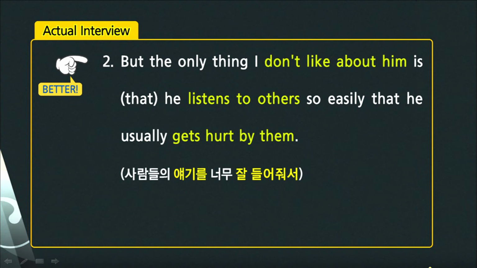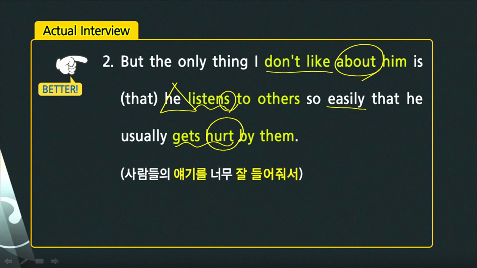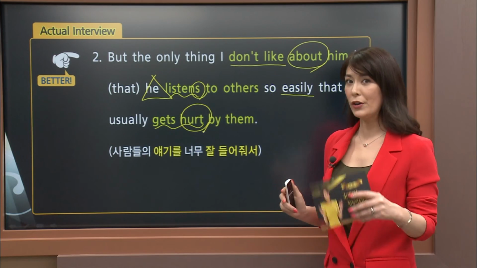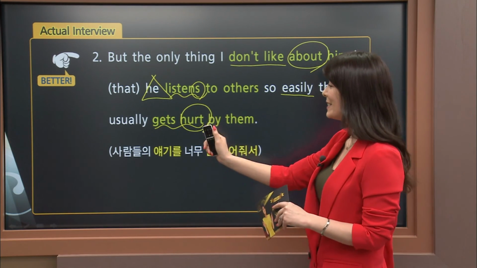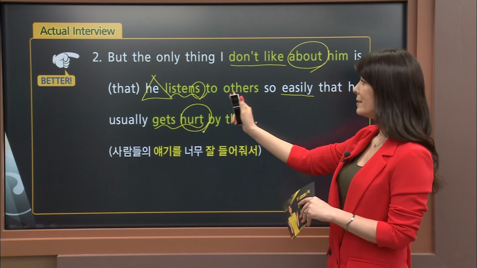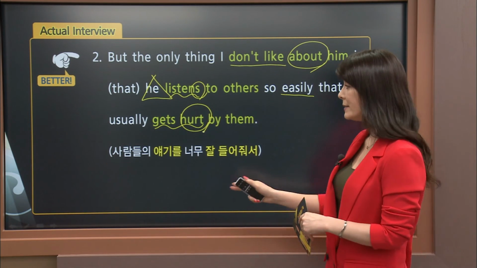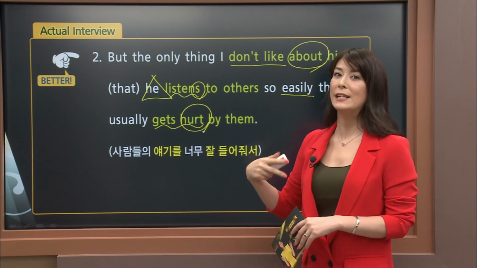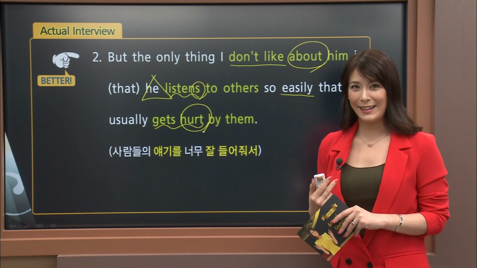So once again, "But the only thing I don't like about him." 그분이 싫은 게 아니죠. You're saying 그분에 대해서 좀 만족하지 않는 불만이 있다. "I don't like about him is that he listens," right? It's "he listens to others so easily that he usually gets hurt by them." Never "hurted," people get hurt. Hurt, hurt, hurt. Keep that in mind. He gets hurt by them. In this case, listens to others and he gets hurt. Basically means 사람들의 얘기를 너무 잘 들어줘서 상처를 받는다라는 말 되겠죠.